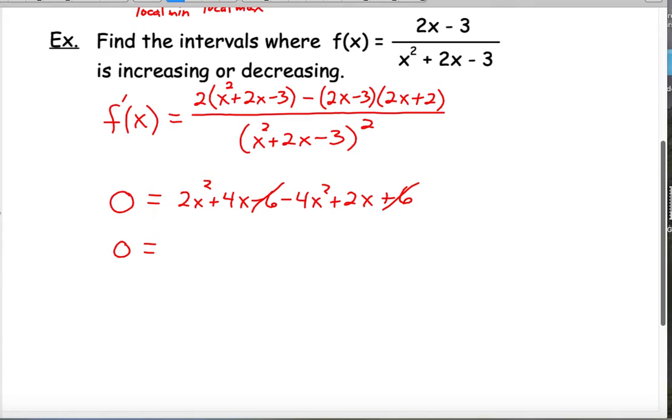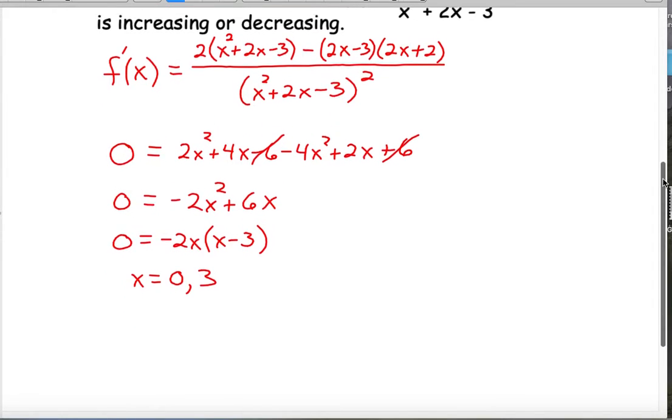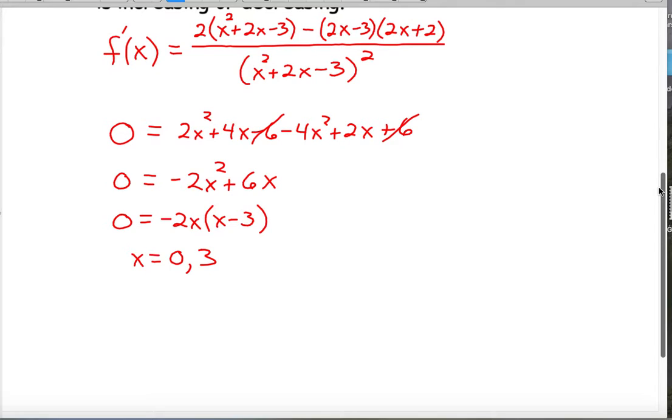So I have 0 is equal to negative 2x squared plus 6x. If I did that correctly. Hopefully I did. I'm pretty sure I did. So let's factor it. I can factor out a negative 2x. And then I'm left with an x minus 3. By the way, hopefully you've hit pause and tried to work through some of this on your own. So that means that x is equal to 0 and x is equal to 3. So those are my zeros, which could represent local minimums or maximums. I specify could represent. More on that later in the next lesson.